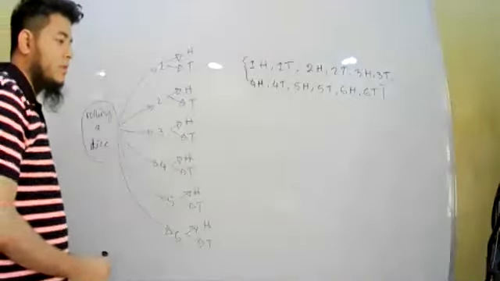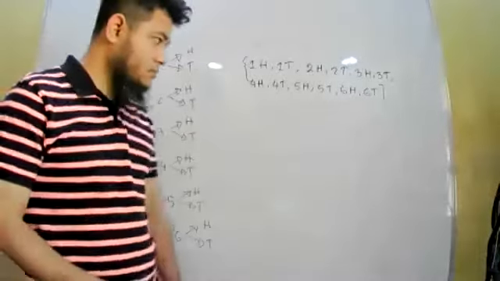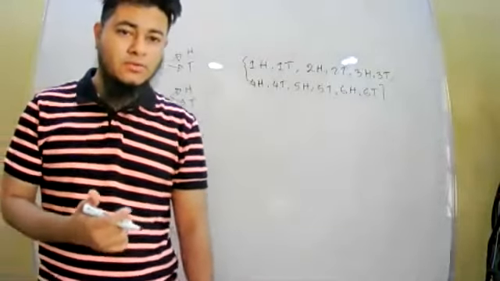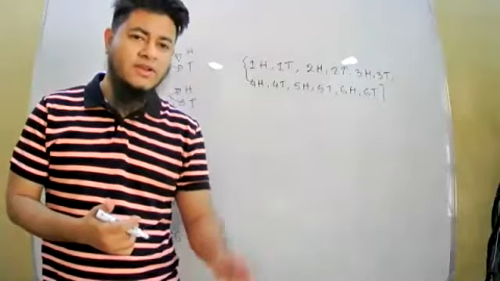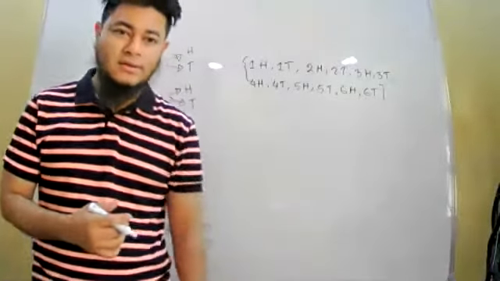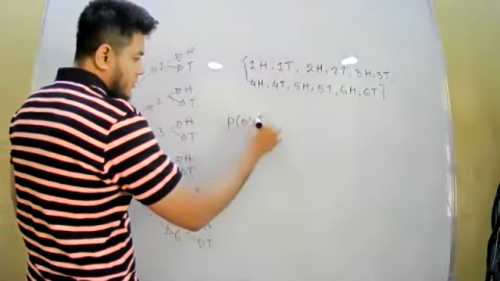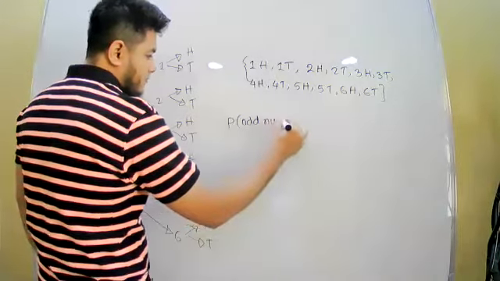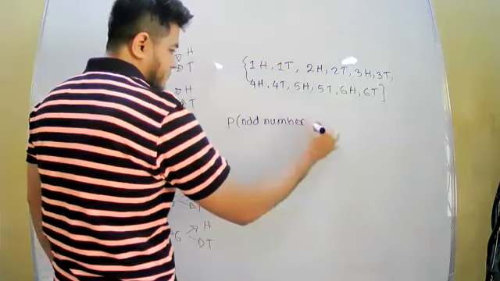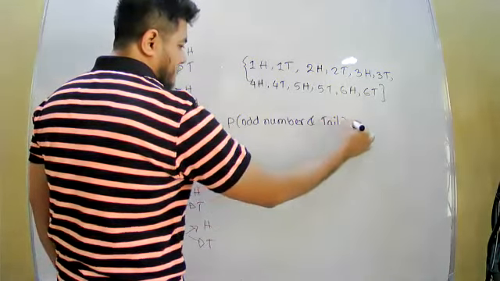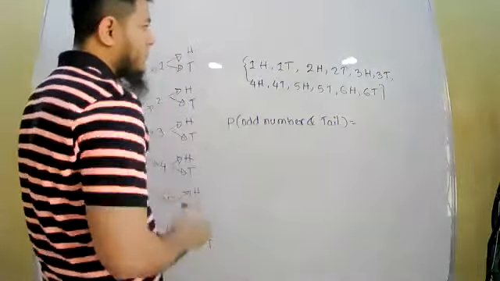Okay. Now, from here, what question might be asked? They might ask you, what is the probability of getting an odd number and tail? Probability of getting odd number and tail.